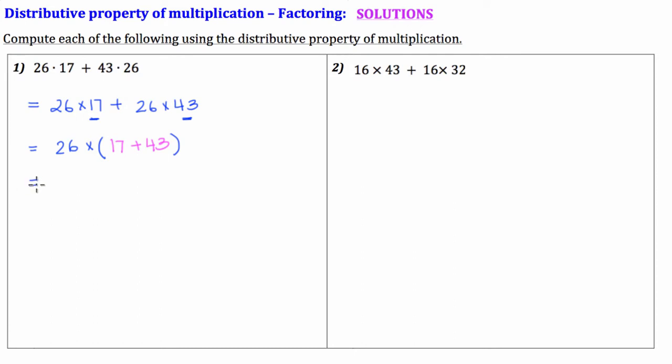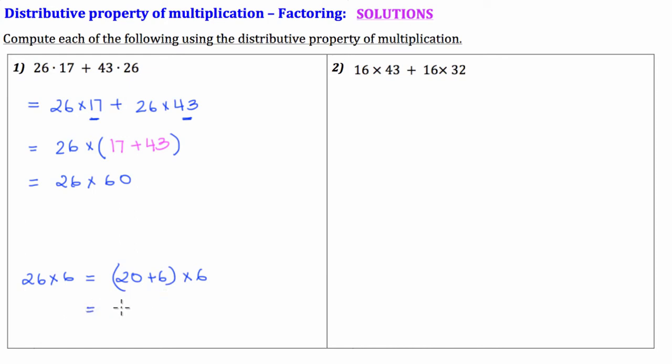And 17 plus 43 equals 60. So we have 26 times 60. Now if we can figure out what 26 times 6 is, we can figure out 26 times 60. To do 26 times 6, I'm actually going to use the distributive property of multiplication, but in the expanding form. So let me rewrite this as 20 plus 6, that's 26, times 6.